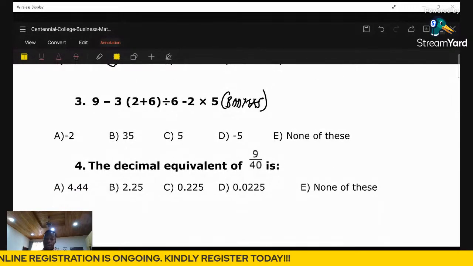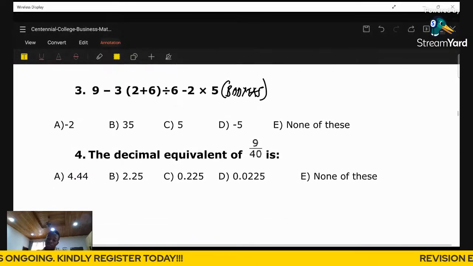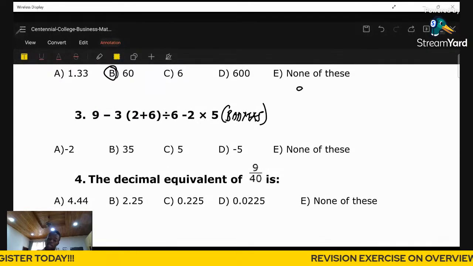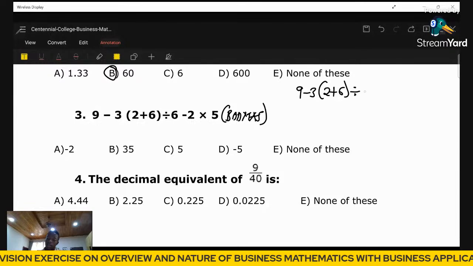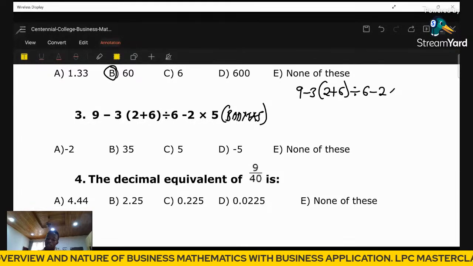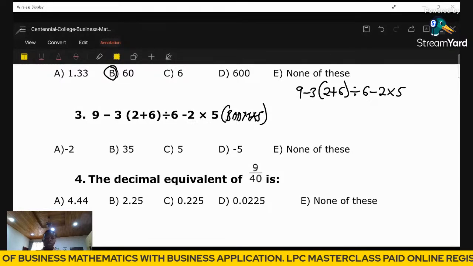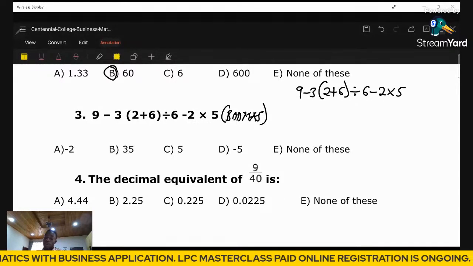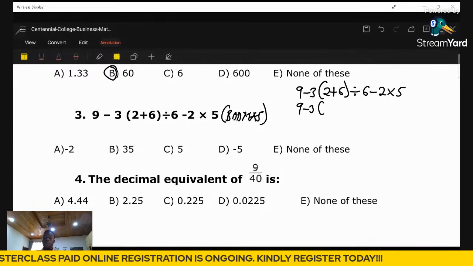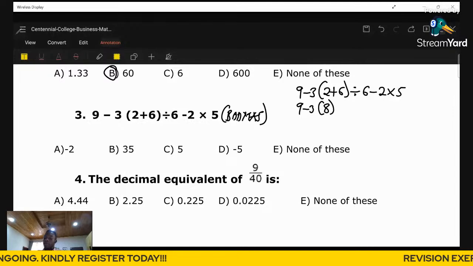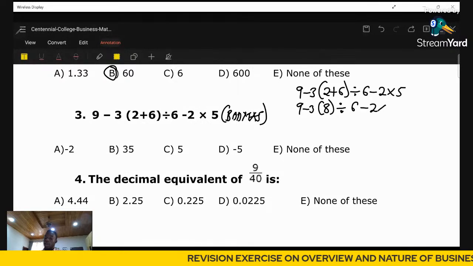First of all, we think about the bracket. So let me have the whole expression repeated here: 9 minus 3 into bracket 2 plus 6 bracket close, divided by 6 minus 2 multiplying 5. So bracket first. That becomes 9 minus 3 into the bracket, where 2 plus 6 is going to fetch us 8, divided by 6 minus 2 multiplying 5.